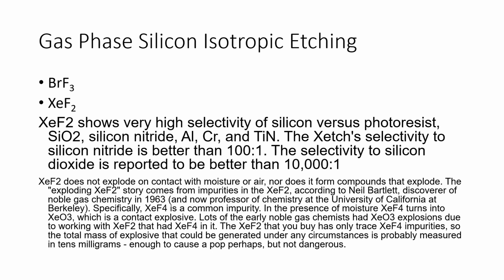The gases that can etch silicon relatively fast are bromine trifluoride and xenon difluoride. Those two etch silicon without attacking photoresist, silicon oxide, silicon nitride, aluminum, chrome, and titanium nitride. So it is a fairly good material.